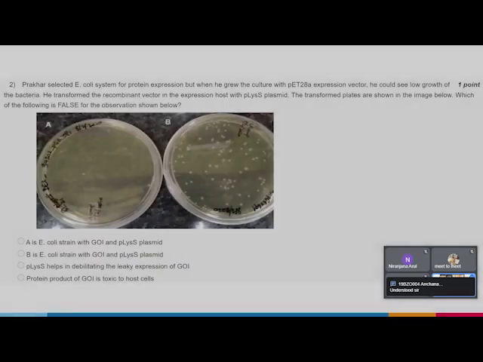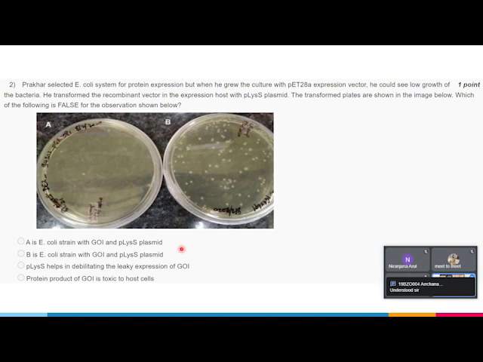Okay. So we move forward to the second question about this entire journey with Prakhar. Prakhar has selected the E. coli system for protein expression, but when he grew the culture with the pET28a expression vector, he could see low growth of the bacteria. He then transformed the recombinant vector into the expression host with the pLysS plasmid, and the transformed plates are shown. These are culture plates with various colonies. Which of the following observations is false?